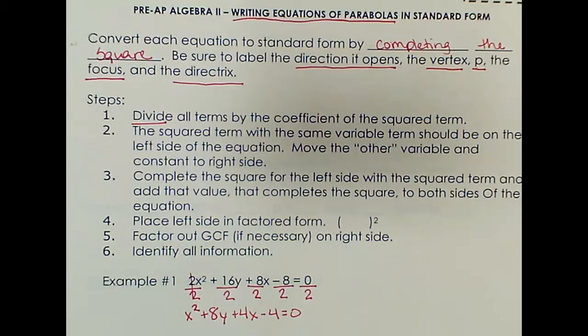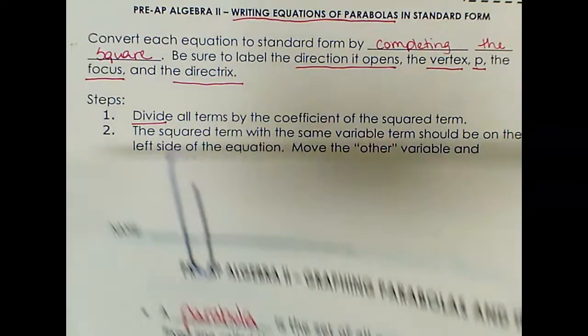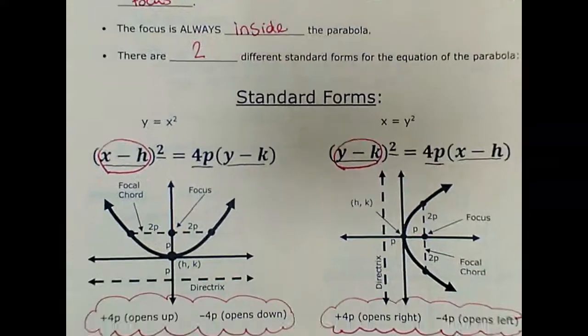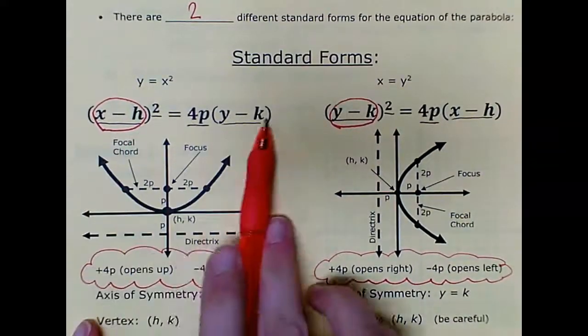Now, step 2 says the squared term with the same variable term should be on the left side of the equation. Move the other variable and the constant to the right side. So here, my x is the squared term. My x squared is that squared term. So that means that I'm trying to get my equation to look like this.